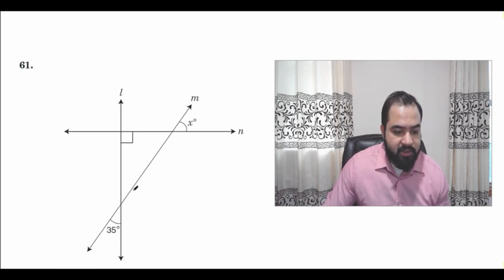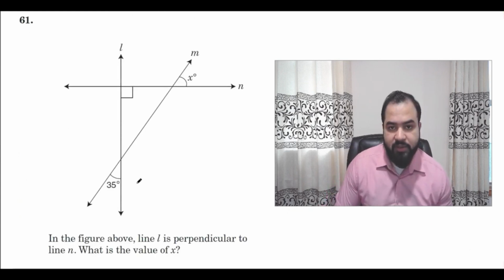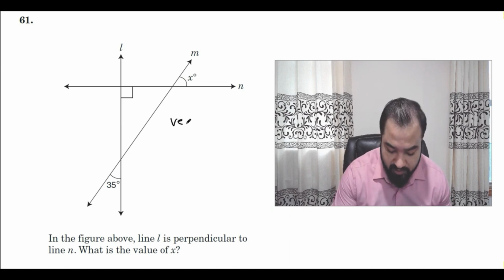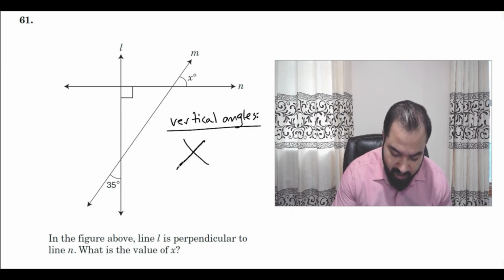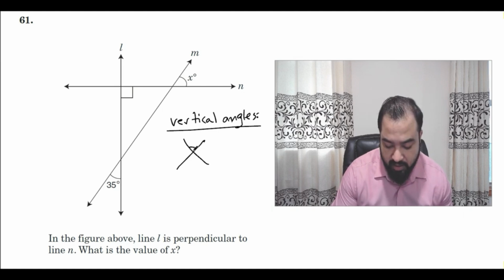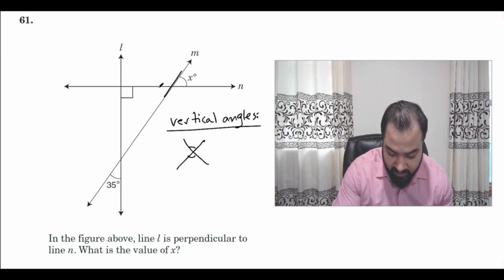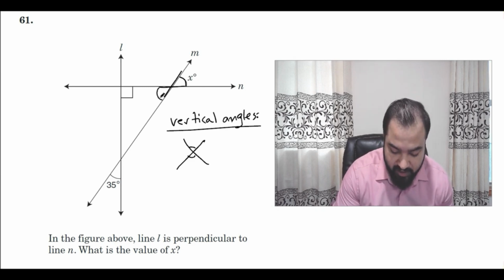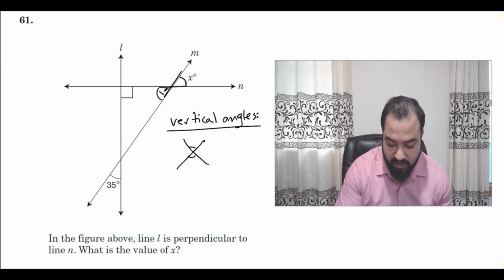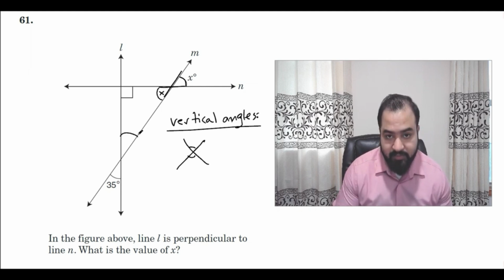Alright, now question 61. It's a geometry question, pretty simple. So in order to handle this question, we need to know two things. First, vertical angles. What does that mean? When two lines intersect, the angles across from each other are always equal. As you can see, there is this line and this line, and they have an intersection. So the angle x here is equal to the angle here. So if this angle is x, and this is 35, guess how much this is? 35.